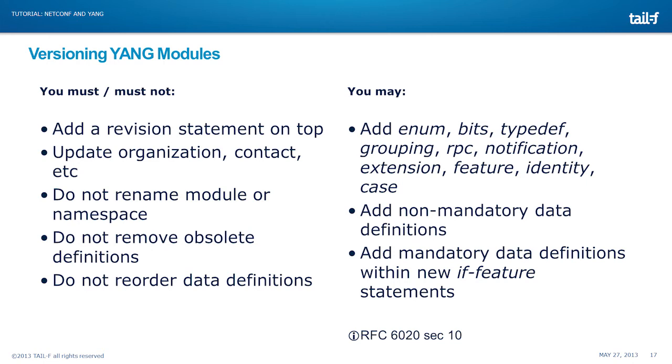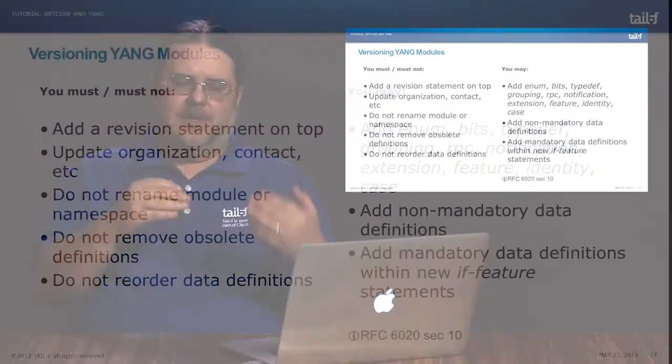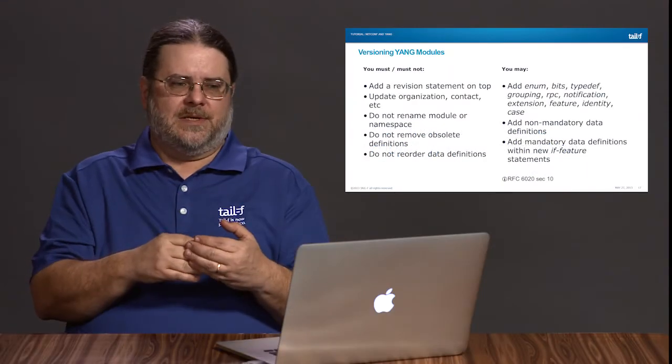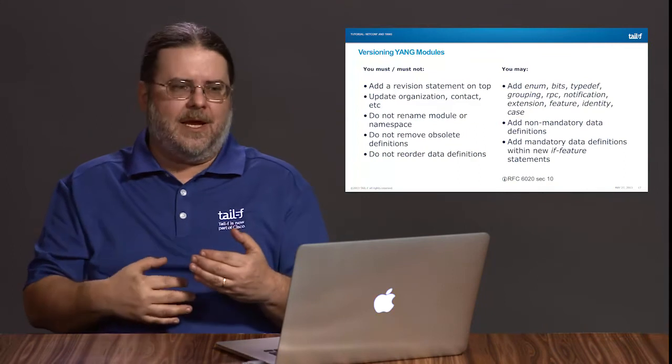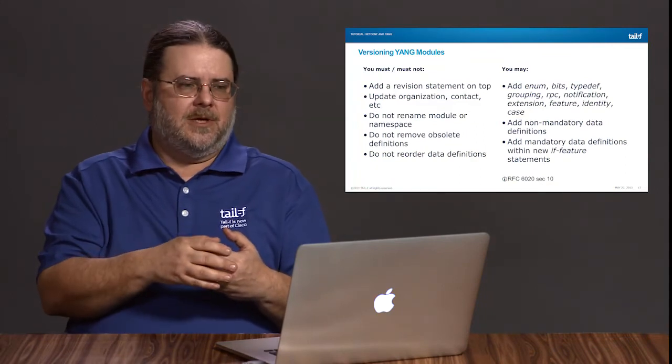You can't remove things or change existing things. So you can't rename the module namespace. You don't remove obsolete definitions. There are ways of declaring them deprecated and obsolete in your model. You don't reorder data definitions. So if you had a Yang list, you don't move around things in it. You add new fields to the end of it, not in the middle.